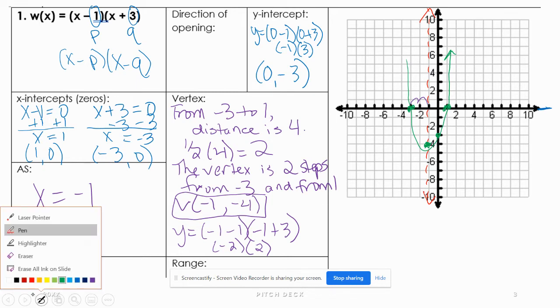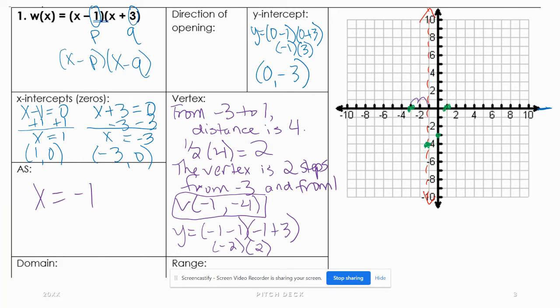Oh, that's not very good, is it? Let me try that again. There's my graph. Our graph is opening up. Our domain is negative infinity to infinity. And our range, we have y. It's opening up, so greater than or equal to, and the y value of our vertex is negative 4. So y is greater than or equal to negative 4.